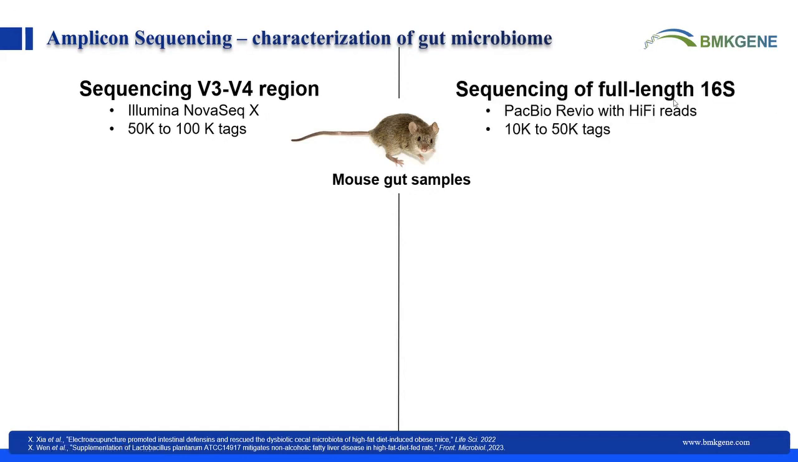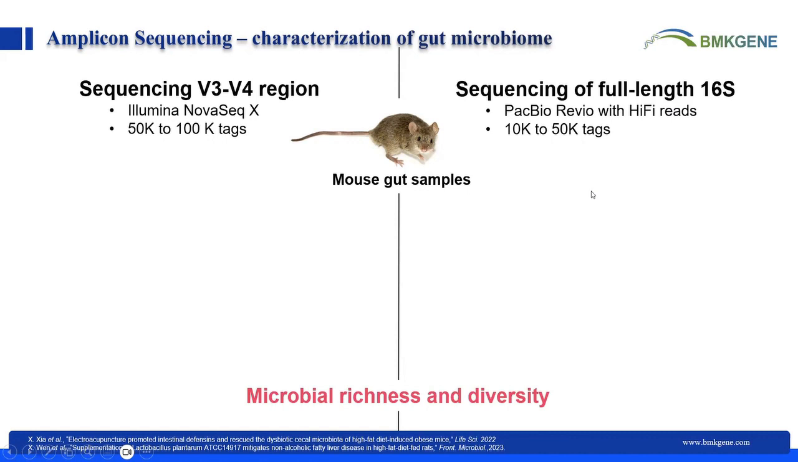In another study, the idea was to sequence the full-length 16S gene. And we do this in-house with the PacBio Revio equipment, and we obtain HiFi reads. This is important because HiFi reads have an accuracy that is comparable to Illumina. In the case of PacBio projects, we don't require that much data, so the data output is less.